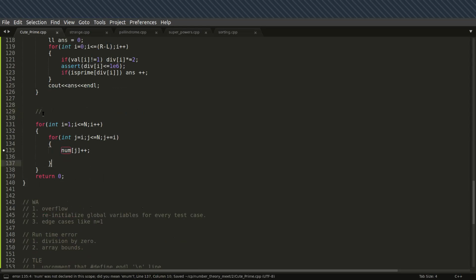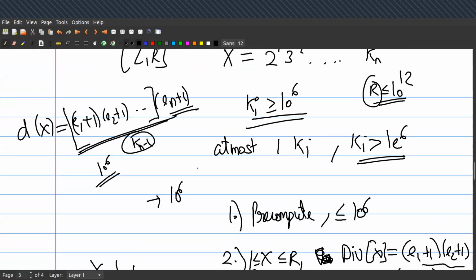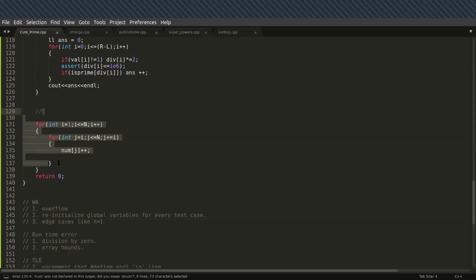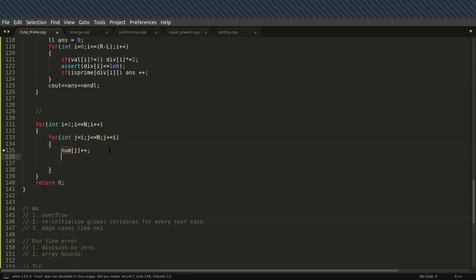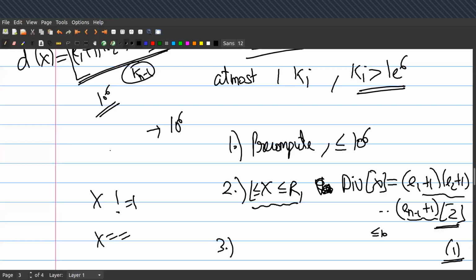So yeah, okay. And what was the complexity over there? Yeah, this has a complexity of n log n because it's like n by 1 plus n by 2 plus n by 3. This loop, okay, got it. Thanks a lot.